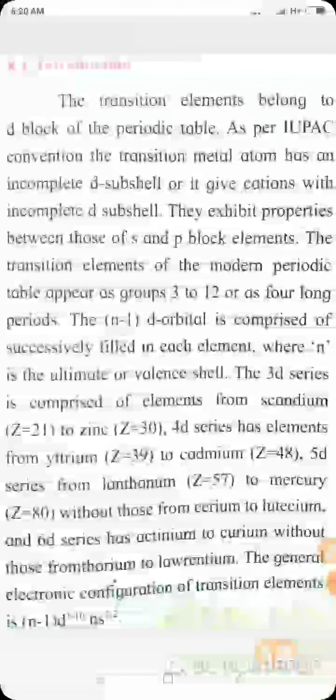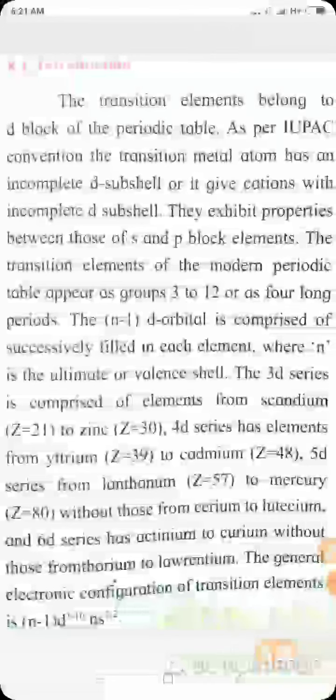The transition elements of the modern periodic table appear from group number 3 to 12 and 4 long periods, that is period number 4, 5, 6 and 7. From groups number 3 to 12, the elements belong to the transition metals.